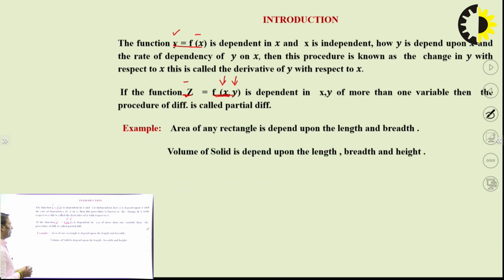If we look at an example, the area of a rectangle depends upon its length and its breadth, right? The volume of a solid depends upon its length, breadth and height. So when we talk about the area, it basically depends upon the length and breadth, which are the independent variables for the area. Similarly, the length, breadth and height are the independent variables for the volume as well.